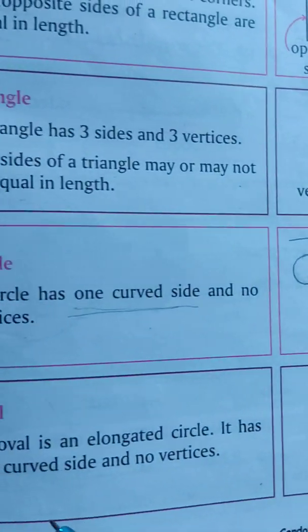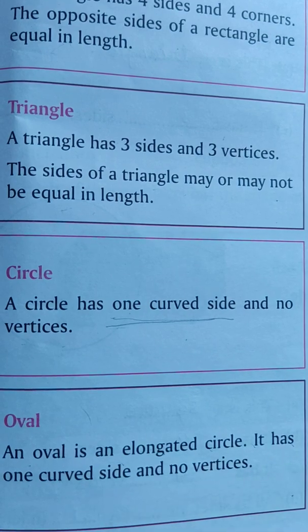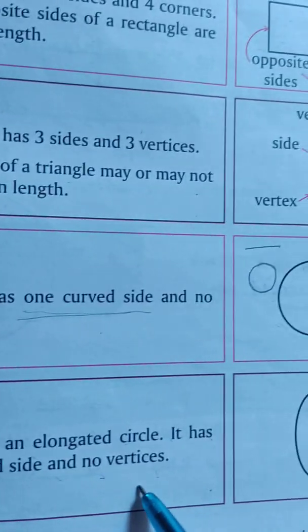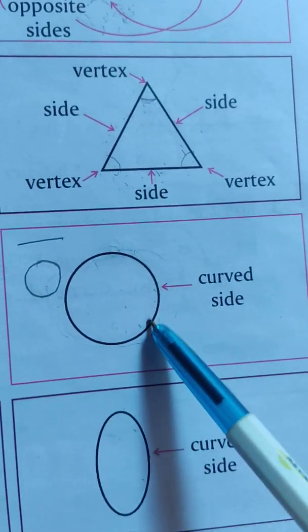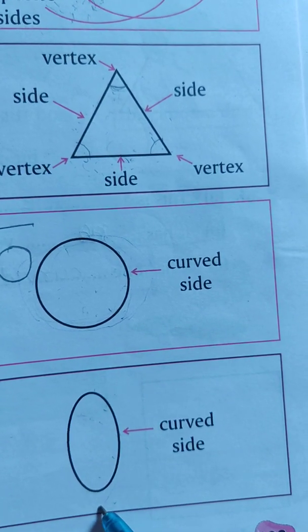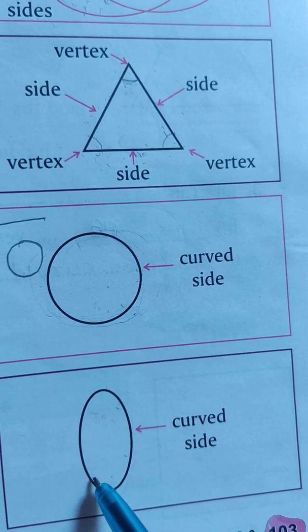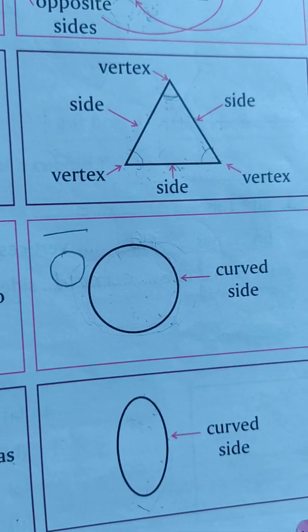Okay. Now an oval. An oval is an elongated circle. It has 1 curved side and no vertices. Same like circle. There is no vertices but only 1 curved side. This is elongated circle. Okay. This is called plane shapes.